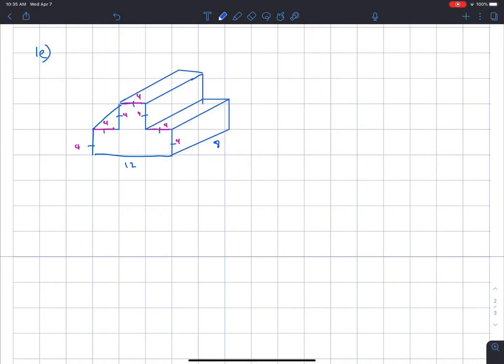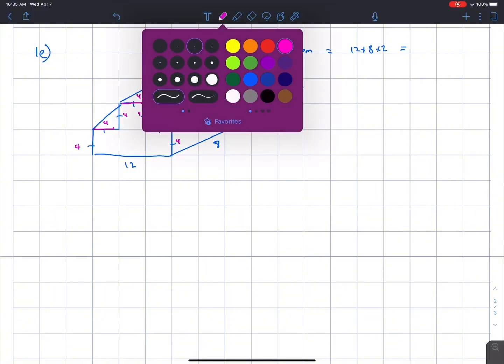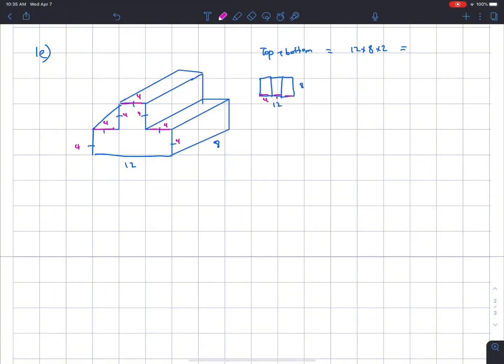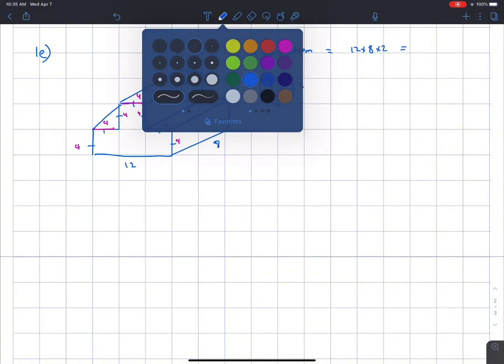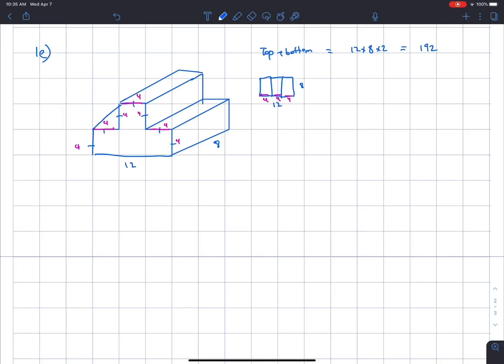And then now I do the same thing. Top and bottom. The top is just 3 of these pieces, which is no different from the bottom. So the total will just be 12 times 8. So we have 12 times 8 times 2. If you think about this, this is just a 4, 4, 4. That's why it's 12. And because this is 8, that's why all of these are 8. That's why it's a 12 times 8. So 12 times 8 times 2, we get 192.